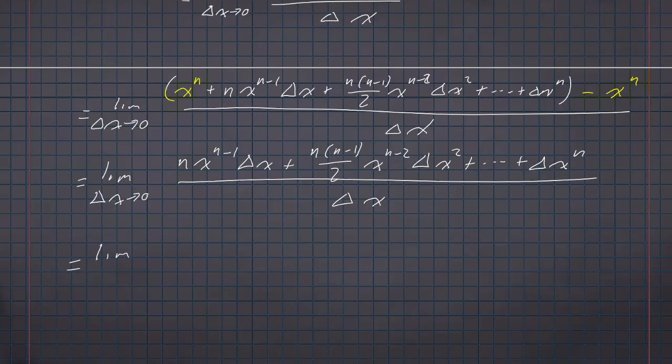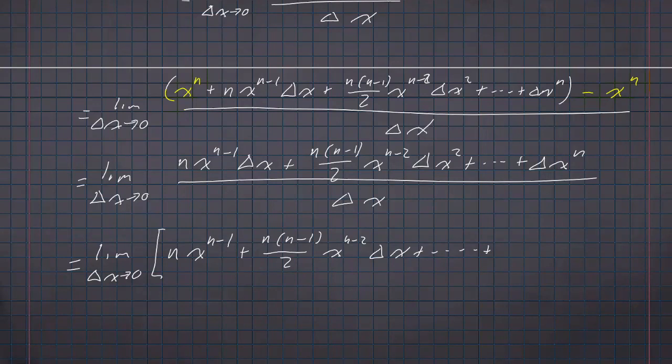So I have the limit as delta x goes to 0 of n times x to the n minus 1 plus n times n minus 1 over 2 times x to the n minus 2 times delta x. And I have a bunch of other terms that have a delta x squared and a delta x cubed, all the way up to the last term, which was delta x to the n, and I divided by delta x. So I am left with delta x to the n minus 1 power for that last term.